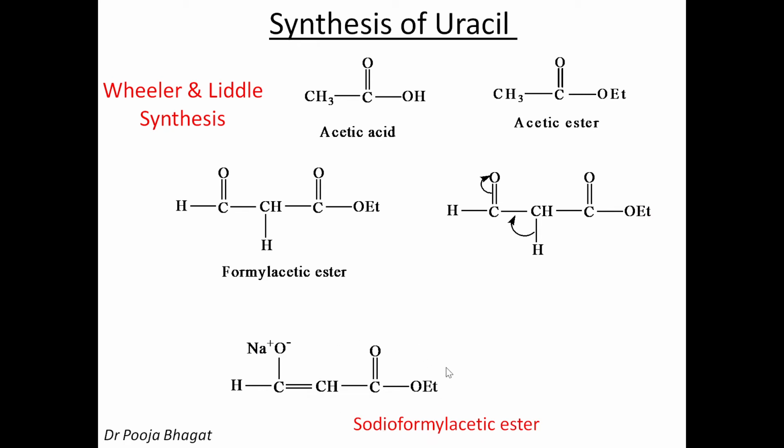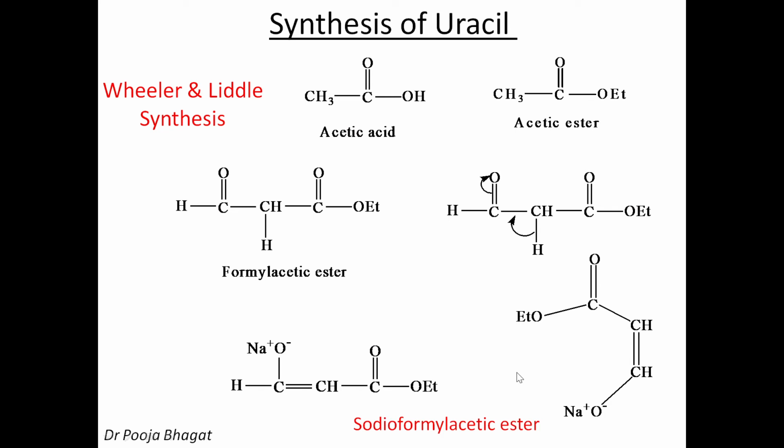This is the acetic ester. This is the formyl group, the enol of the formyl group. So it is a sodium salt, sodio-formyl acetic ester. Since we have to show the reaction with urea and its derivatives, we have to orient the molecule in such a way that we can easily write the reaction. So we orient it like this. You can see COOEt here, then CH double bond CH and O negative Na positive.